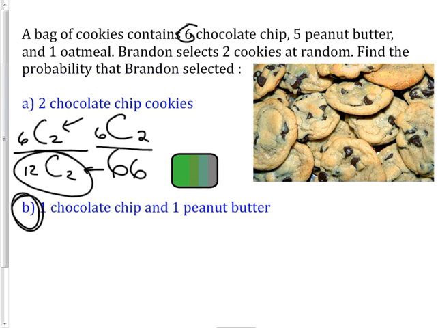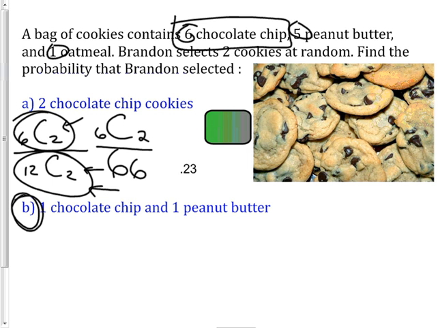There's 12 cookies, and I want 2 of them. That part should be easy for you. We've done that before. The part that's weird is this top part. I narrow it down to just the chocolate chip cookies. And I just want chocolate chip cookies. So I say how many of them are like that? It's 6 choose 2. All right, and you're all said and done.